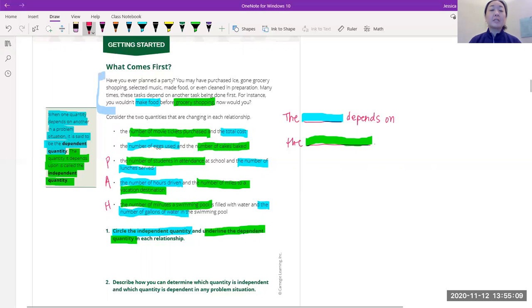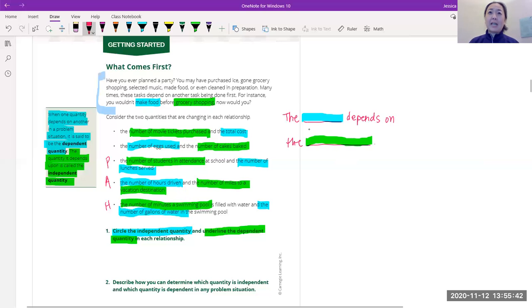The first one was the number of movie tickets purchased and the total cost, right? We put the total cost where the blue is. So the total cost depends on the number of movie tickets purchased. That makes sense, right? If you purchase 5, the total cost is going to depend on that. All right, and the number of eggs used and the number of cakes baked. So the number of eggs used depends on the number of cakes baked. If we bake more, we're going to need more eggs, right?